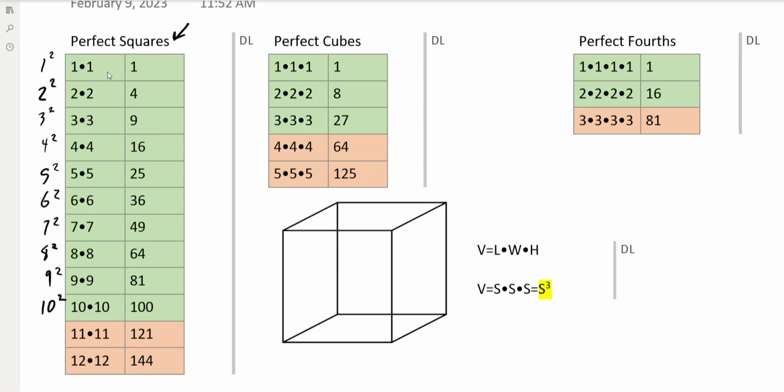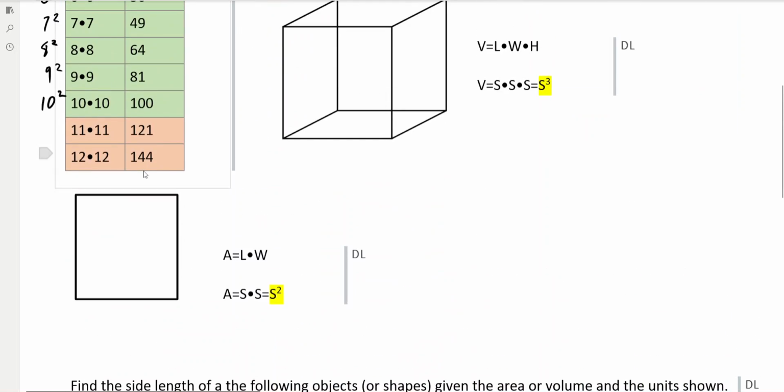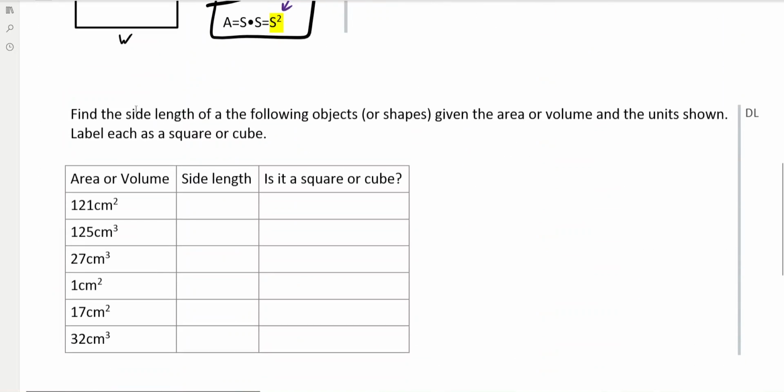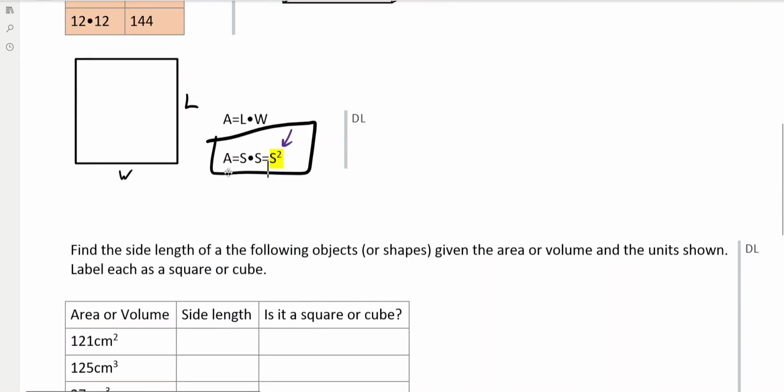Another way to say that is it's a perfect square because a square, a literal shape square, is length times width, or because length and width are equal to each other, we can say side times side. Or a better way of saying that is side squared. So therefore, the area of a square is a squared number, and that's the whole point. So a perfect square is the value of the area of that square.